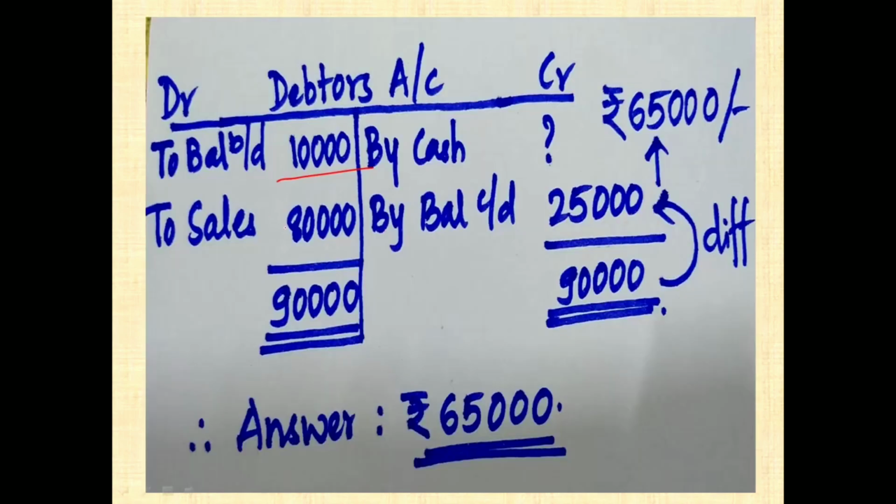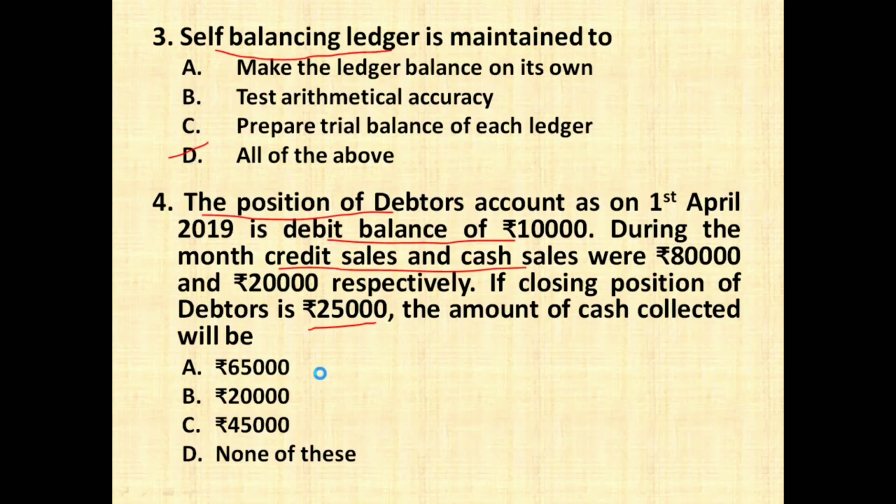We never take cash sales in the debtors account, it is only credit sales which have to be taken, that is 80,000, and the closing balance in that year was 25,000. So when you total, you get 90,000 minus 25,000. The amount of cash which has been collected from the debtors will be rupees 65,000, which is nothing but your option number A.